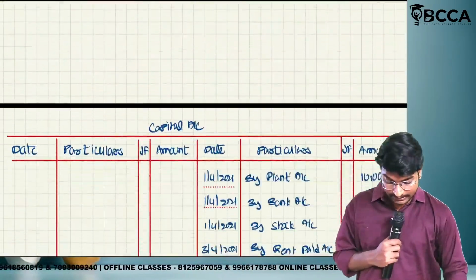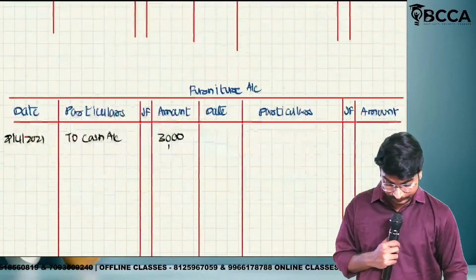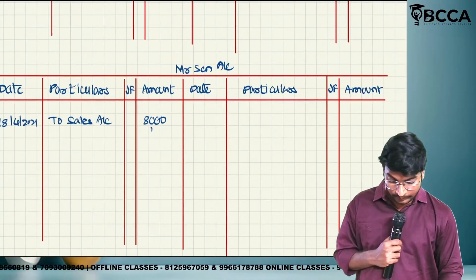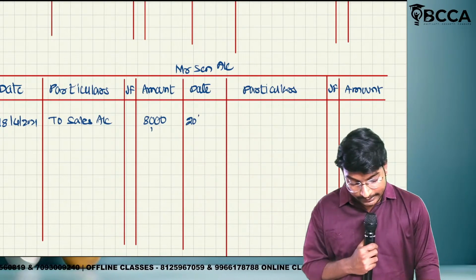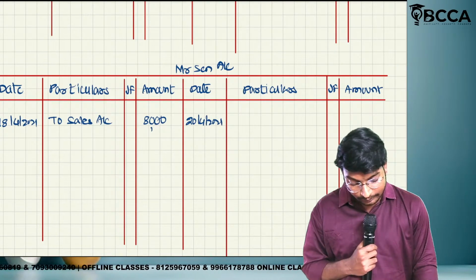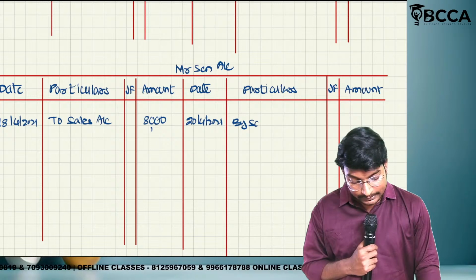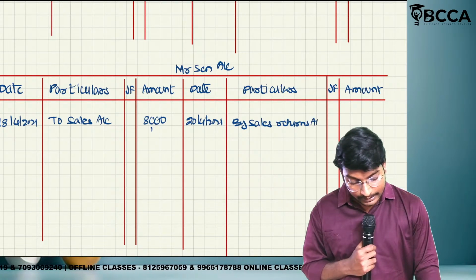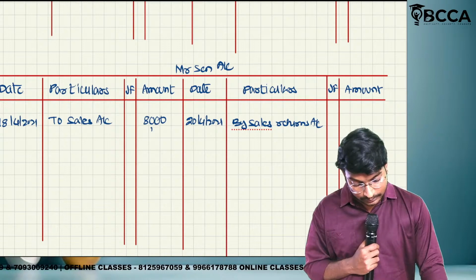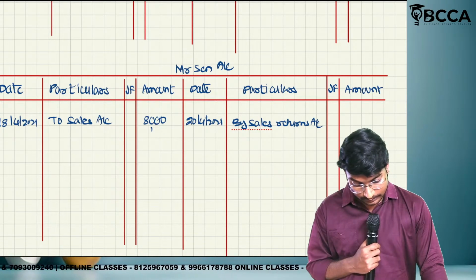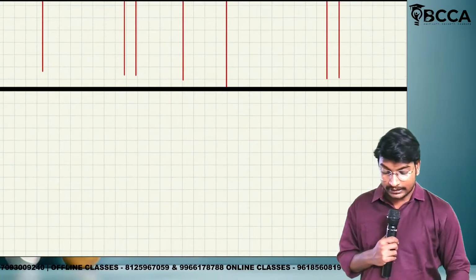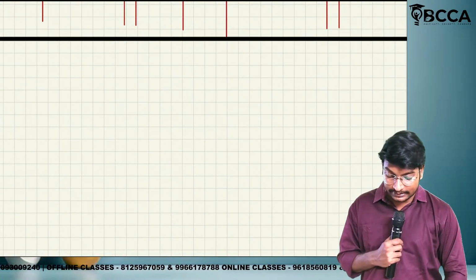So in the Mr. Sane account, credit side, 20th April 2021 by sales returns account. How much ma? How much? 1,000. What is the next account we need to open ma? Sales returns.